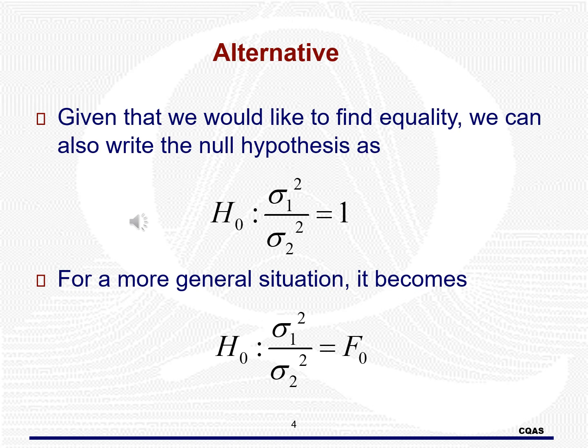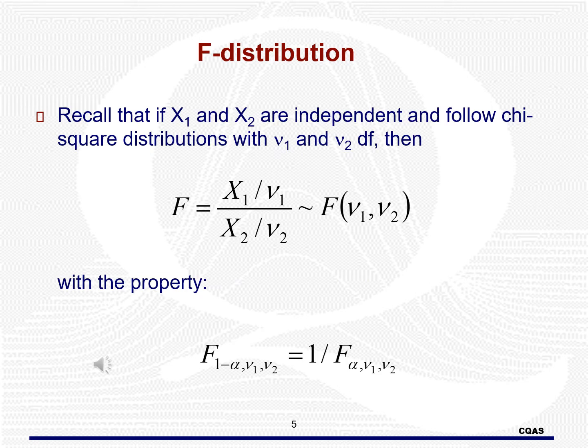If we look at this in more general form, we can write it as the ratio of the two variances equal to some constant f sub 0. Now we can use the f distribution for this test. The ratio of two chi-squared distributed random variables over their degrees of freedom follow an f distribution with nu1 equal to m minus 1 degrees of freedom and nu2 equal to n minus 1 degrees of freedom. We refer to these as the numerator and denominator degrees of freedom respectively. Also, notice the inverse property that is shown on the slide. It will come in handy later.